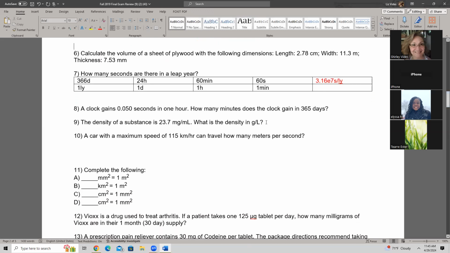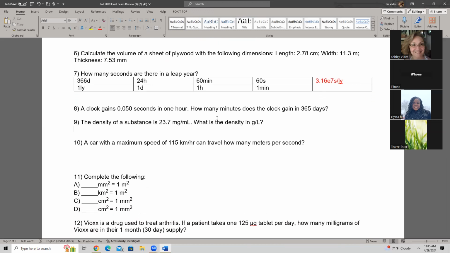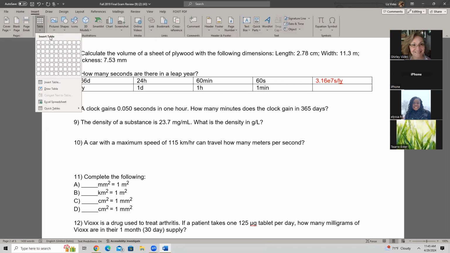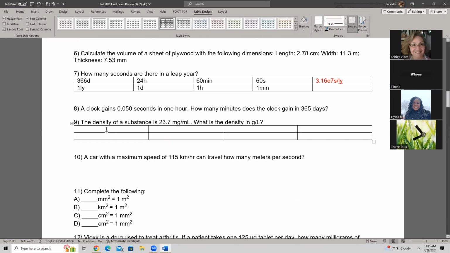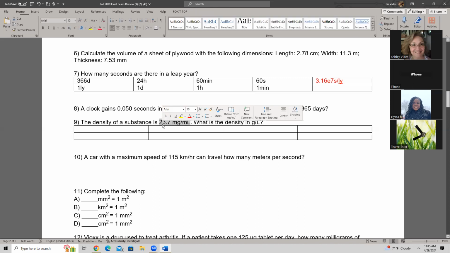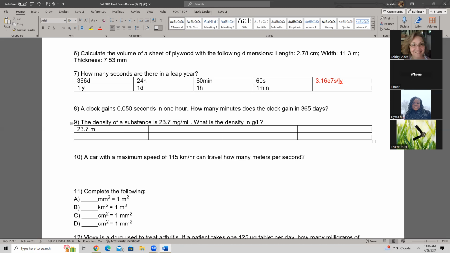The next one is also a conversion problem, which I call a study in uselessness, and you will see why in a minute. But we're going to do it either way. All right, so for this one, we have this number that we need to change to grams per liter. So I'm just going to write it right here. And that milligrams per milliliter just means that in 1 milliliter, you have that many milligrams.